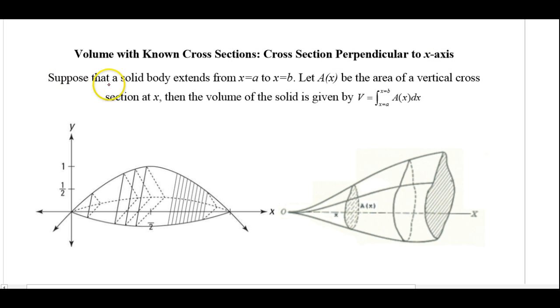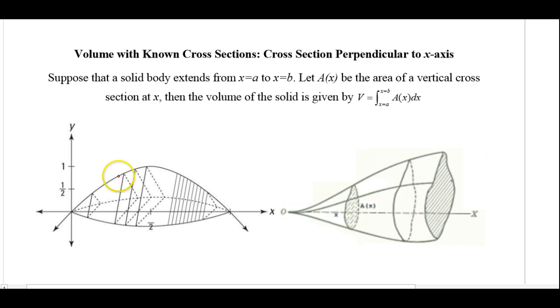So we're going to suppose that we have a solid body, a solid three-dimensional object that extends from x equals a to x equals b. Then we're going to let A(x) be the area of a vertical cross section at some x value. Then the volume of the solid is given by the integral from x equals a to x equals b of A(x) dx.